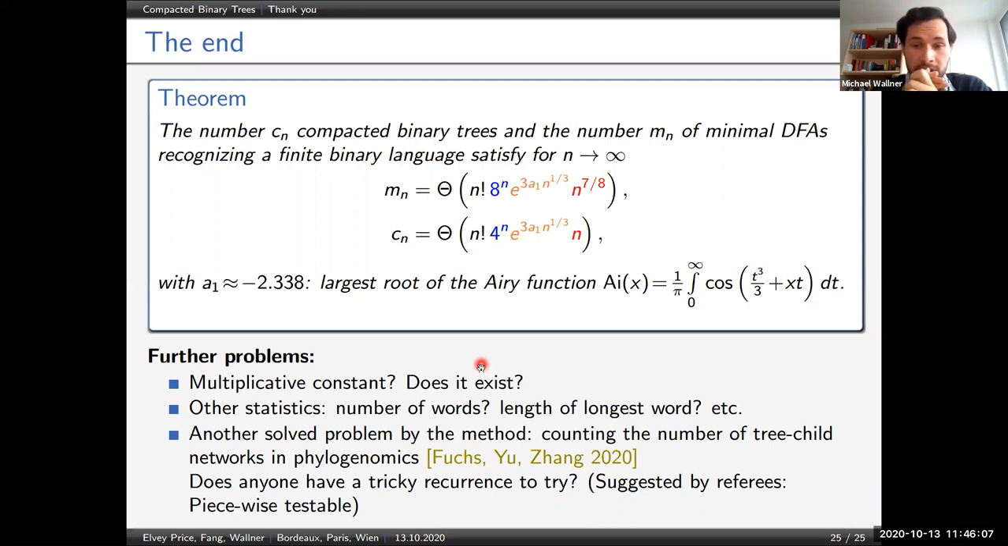But I have to mention that it has already been applied to another problem coming from biology. We're counting the number of tree-child networks in phylogenomics. So if you have another tricky recurrence relation to try, please let us know. We're happy to discuss. One was already suggested by the referees, which is not a language which is finite anymore, but close to finite. It's called piecewise testable. And this looks very interesting, very promising. And we think, well, actually, we should be able to get some results on that. And all that looks very promising.